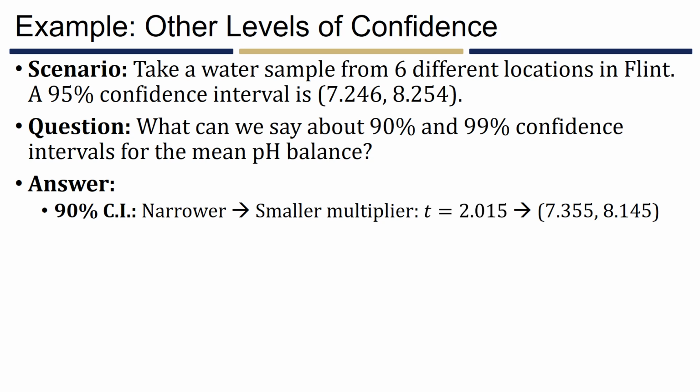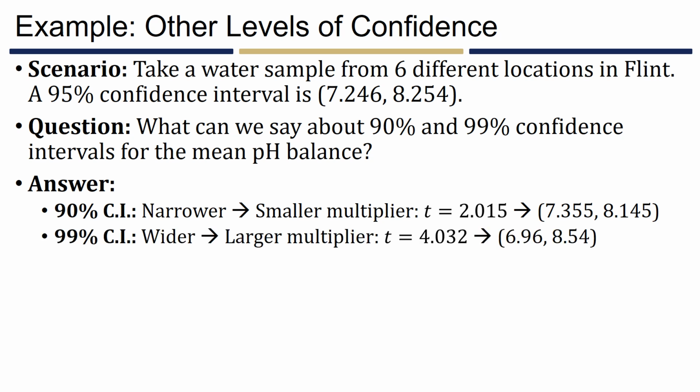Now, on the other hand, if we had chosen 99% confidence instead of 95%, we would have ended up with a wider confidence interval. This would have given us a larger critical value of 4.032 compared to the 2.571 that we used, meaning that our confidence interval would have ranged from 6.96 up to 8.54 if we went back and redid the calculation. The only thing that changes whenever we go to either 90 or 99% is the value of that critical value. The sample mean stays the same, the sample standard deviation stays the same, and the sample size stays the same.